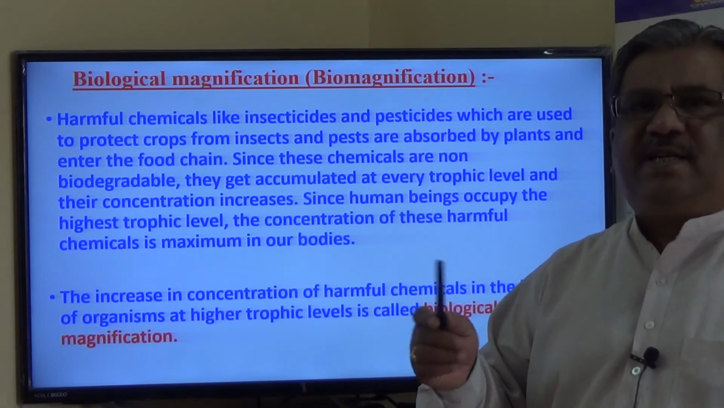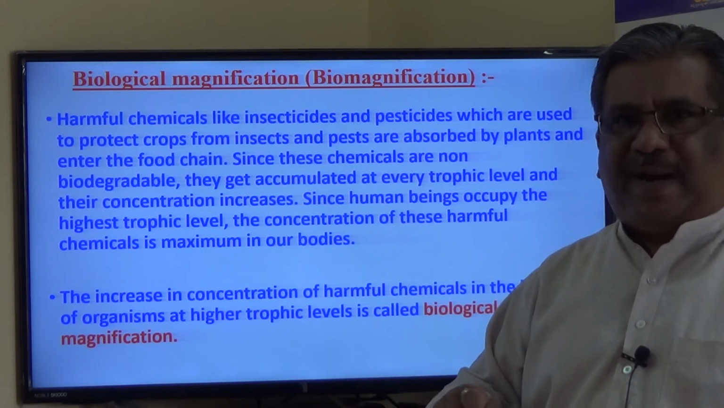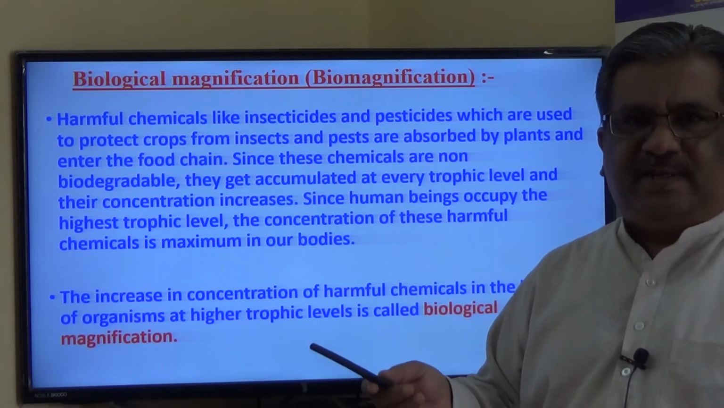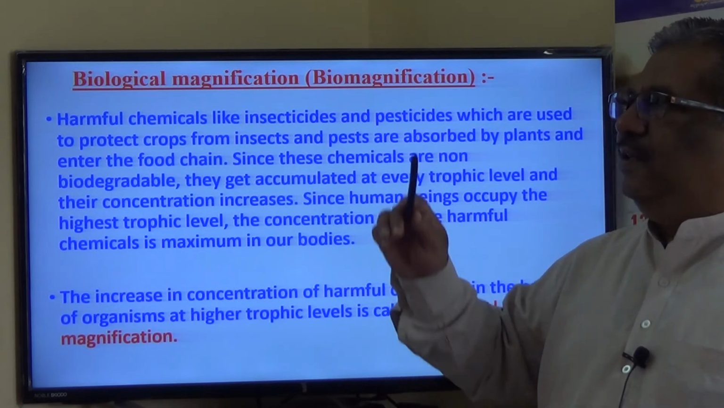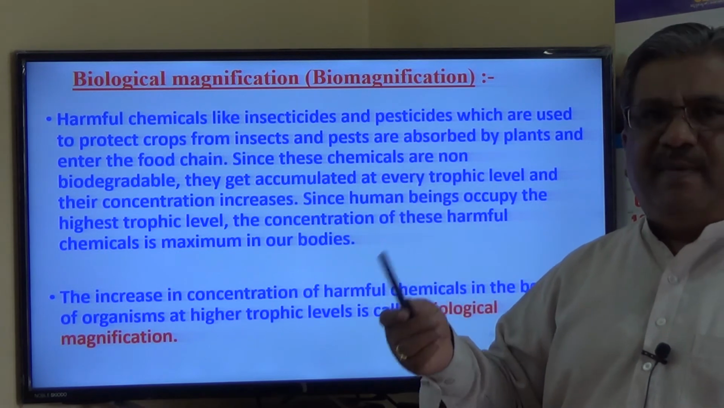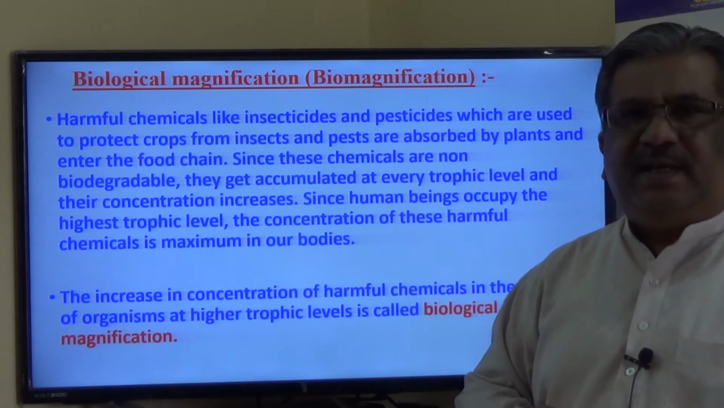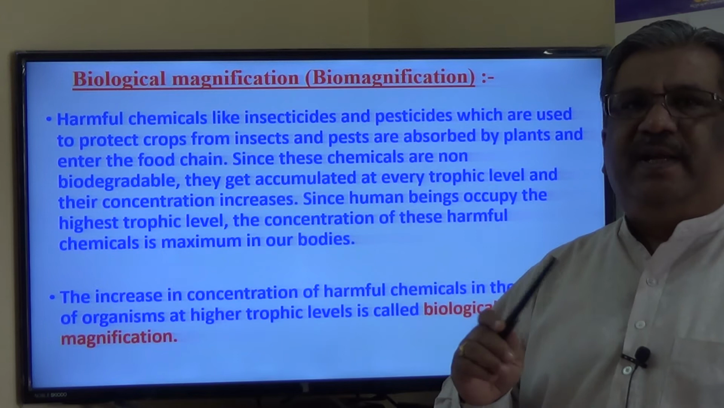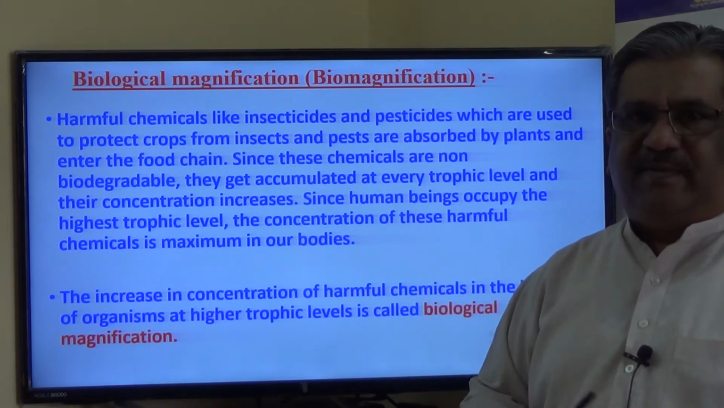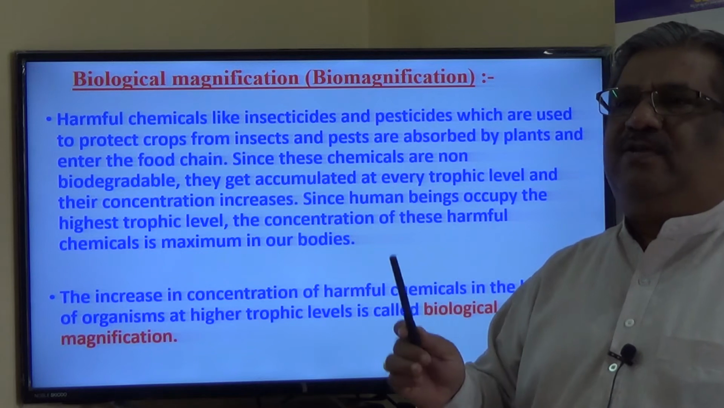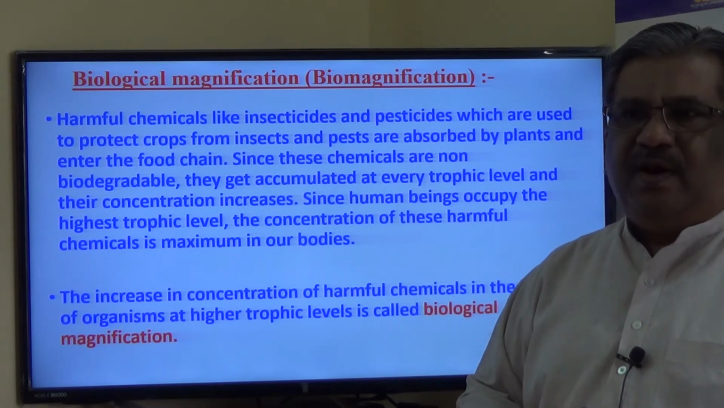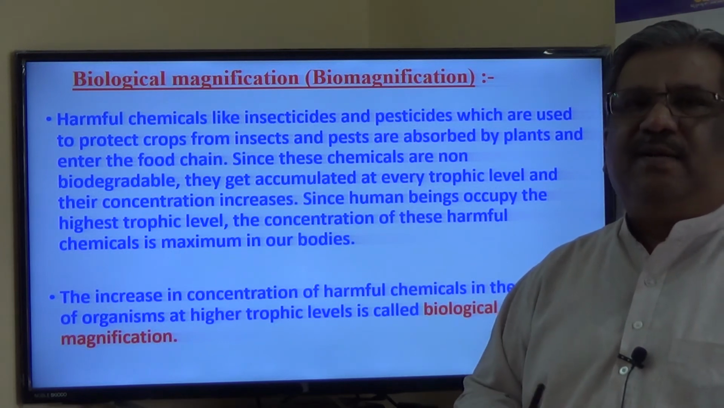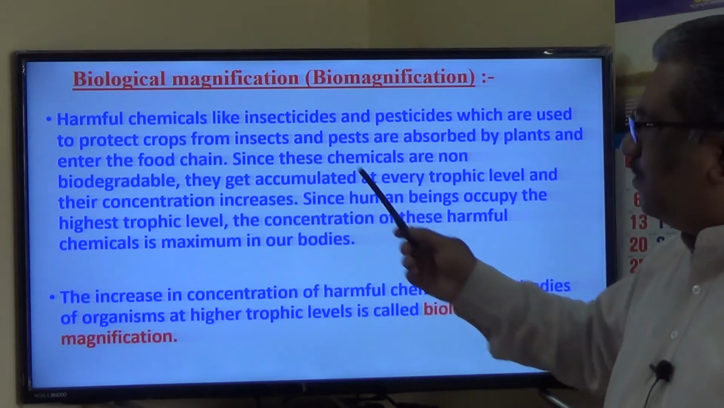Omnivores, when they eat carnivores as well as when they eat plants, further the concentration of these chemicals will increase. So if you look at the top of the pyramid of the trophic levels, gradually the concentration of these harmful chemicals will increase from one trophic level to another trophic level. And this process of gradual increase in harmful chemicals from lower trophic level to higher trophic level is called biomagnification or biological magnification. So let me read this one now.